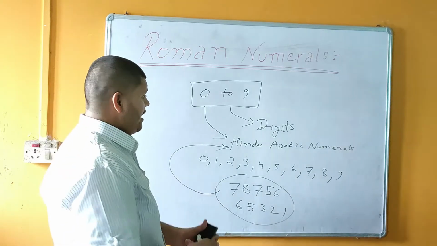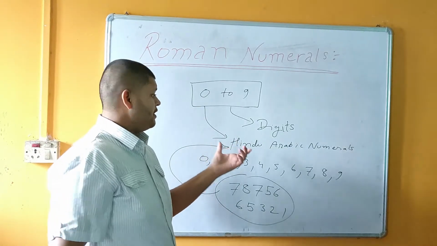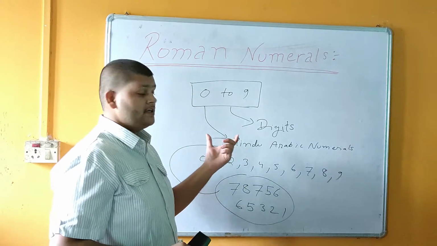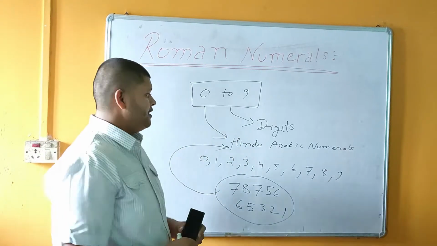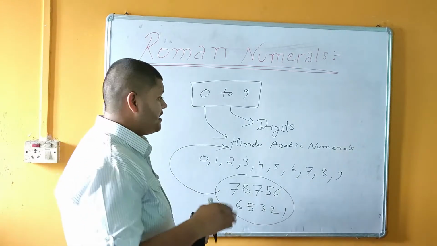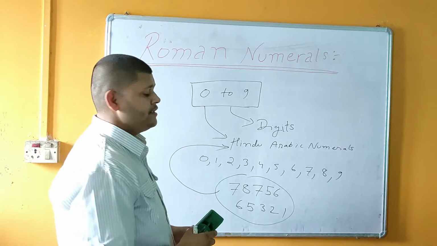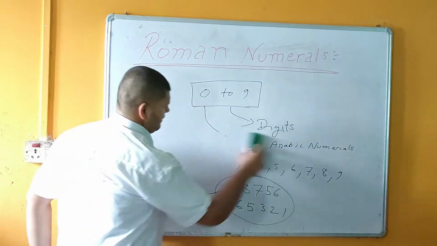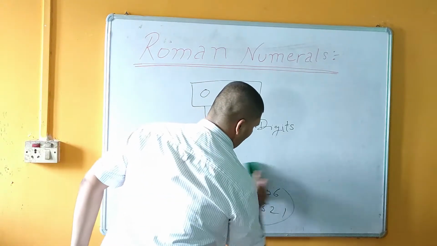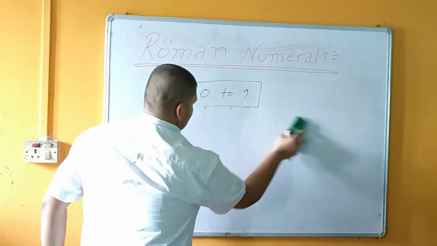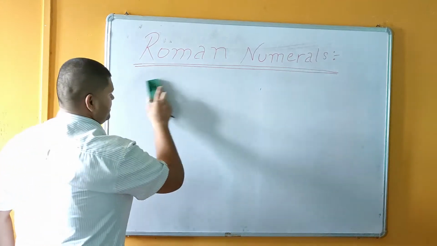So, till now we know that the Hindu-Arabic numerals exist as a numeral system. But do you know there is another numeral system that is called the Roman numeral system. This Roman numeral system was established by the Roman people. That's why it is called Roman numerals.